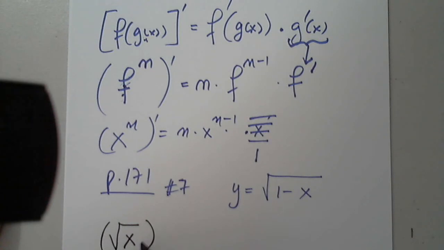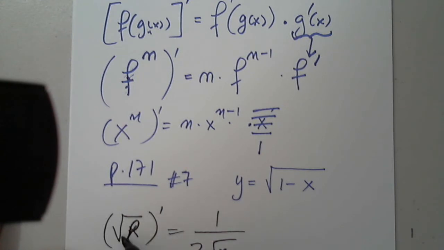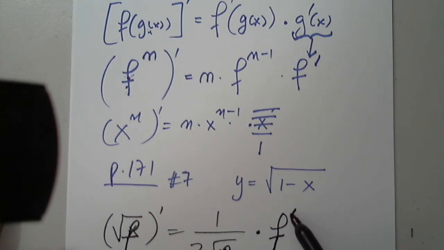Can anyone refresh our memory on the square root prime? Is it 1 over 2 square root x? Very good. But now, since I'm going to have a function here, what do you think the change will be? The function goes under the square root symbol. It's the same thing. If instead of x, I have f, the square root of the function prime is 1 over 2 the square root of the function, but this time I need to multiply by f prime.